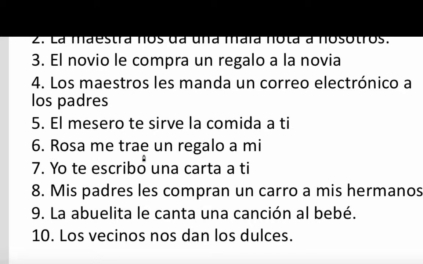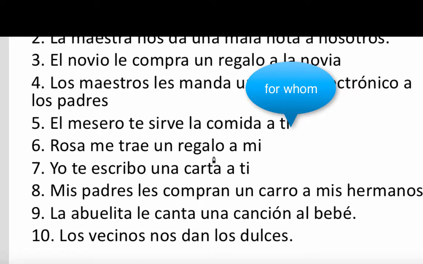Rosa me trae un regalo a mí. Rosa brings me a present. For who is the present? Is for me, a mí. And here I found the indirect object. The indirect object pronoun is me, located right in front of trae, which means she brings me the present. Again, for who is the present? For me.